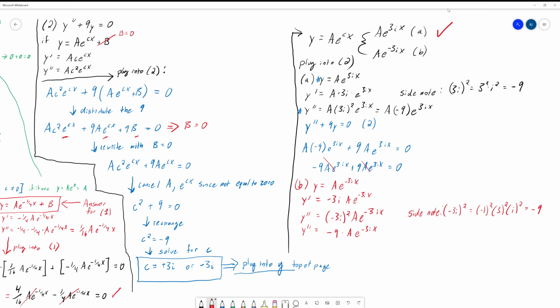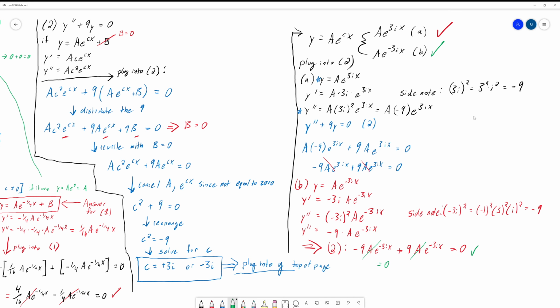So now let's plug this into 2. We're going to get y double prime, which is minus 9 a e to the minus 3ix, plus the rest of the equation, plus 9y, and y here is a e to the minus 3ix. That has to equal 0, and we can see again right away that this and this cancel, so it does indeed equal 0. So we're good here.